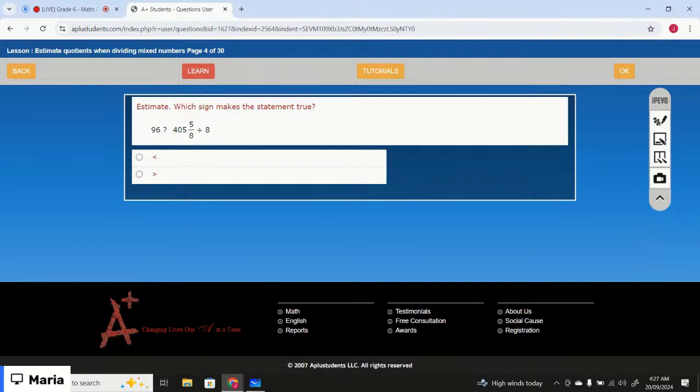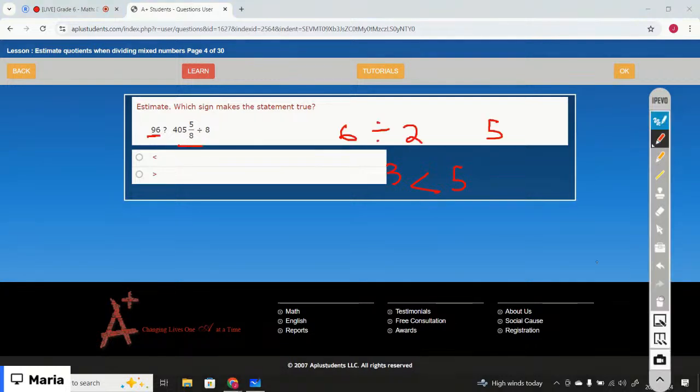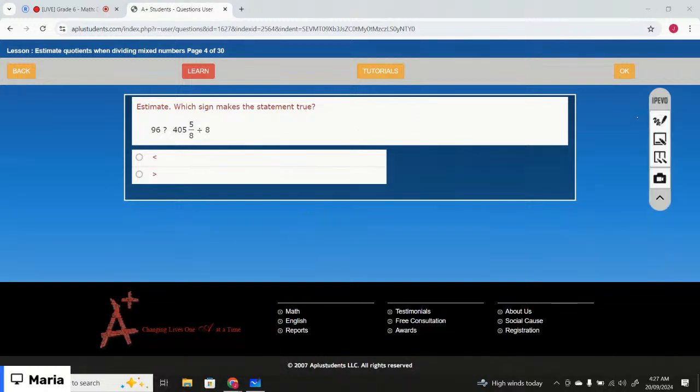96, you have to compare it to 405 whole 5 by 8 divided by 8. So you can write this 405 whole 5 by 8 to 400 divided by 8. You can compare it to 96, right? 8 times 5 is 40, 50 it is, right? 96 is greater than 50. Greater it is. Option number 2 is the correct option.